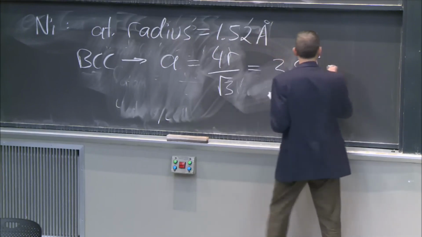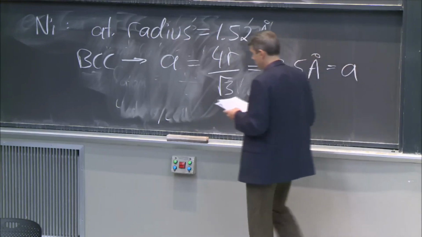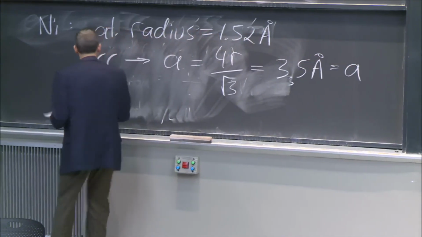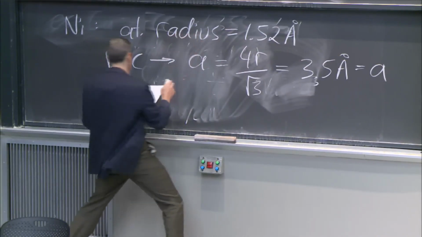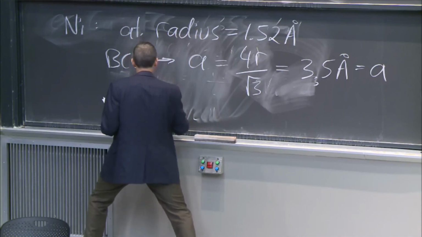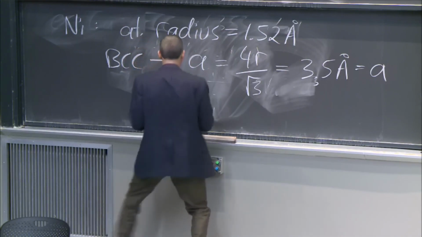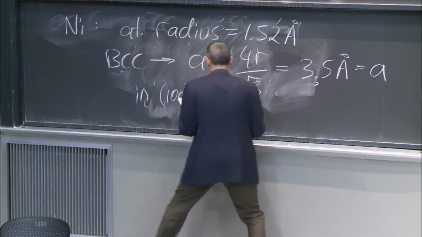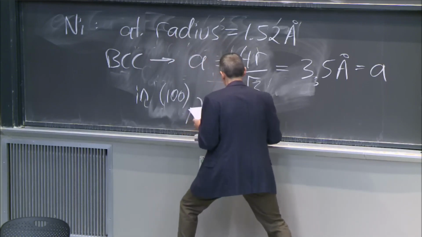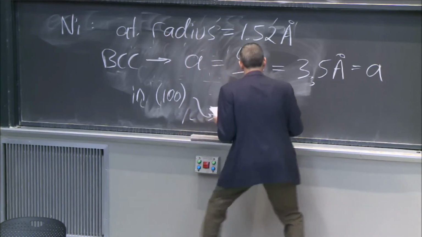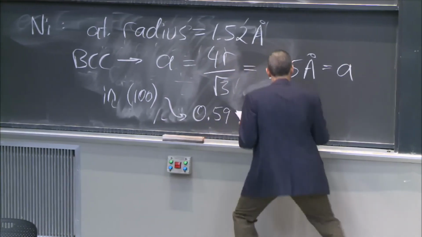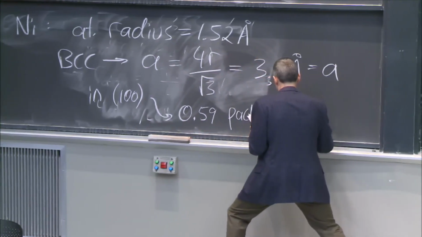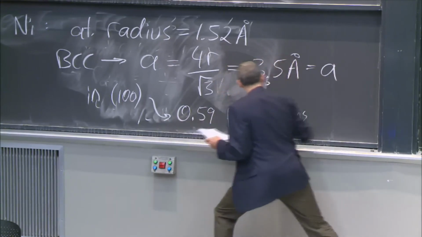And once I know what a is, then I can look at one of the planes. Which plane is that? I don't know. Let's look at the densities in the planes. So for the 100 plane, I'm just going to give you the answer, 0.59 is the packing fraction. Packing density, right? That's the fraction.